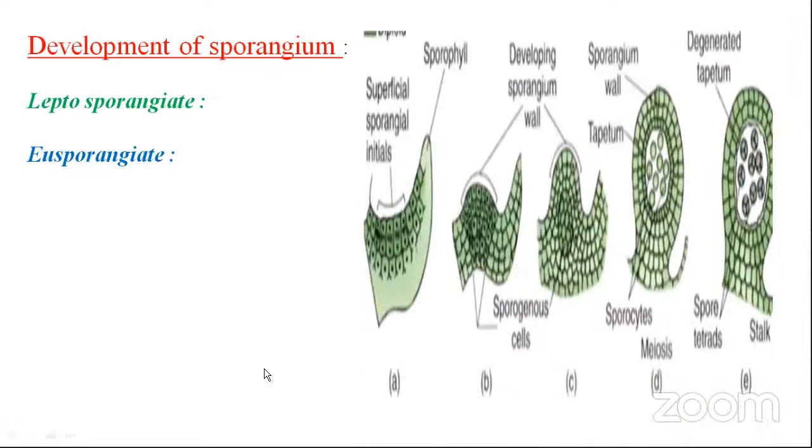Now, when it comes to eusporangiate development, a series of cells or a number of cells, a number of superficial cells, will initiate the formation of the sporangium. This kind of development is called eusporangiate development. So in pteridophytes, we can find two types of sporangium development, leptosporangiate and eusporangiate. In leptosporangiate, only one cell will initiate the development of the sporangium. In eusporangiate development, many cells will initiate it.